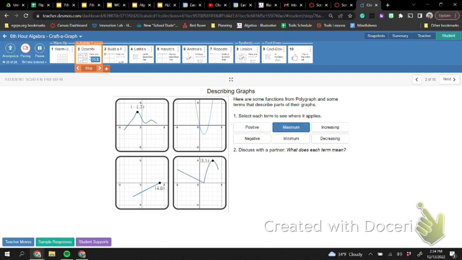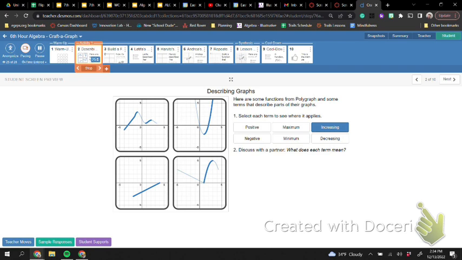Let's talk about the maximum next. Victor, what do you notice about the maximum on all of them? It's the highest point. Why do you think there's not one on the top right? That graph must keep going, right? So there is no maximum. Speaking of maximum, Audrina, what about the minimum? The lowest point.